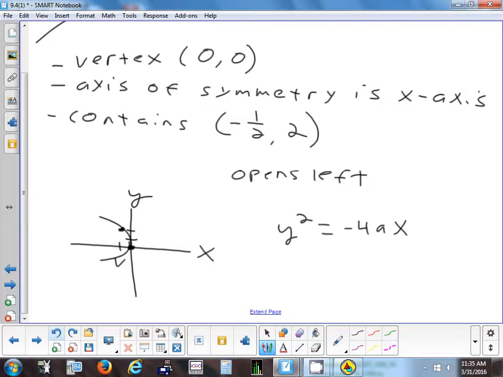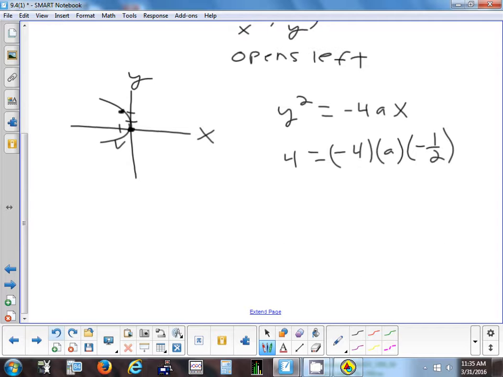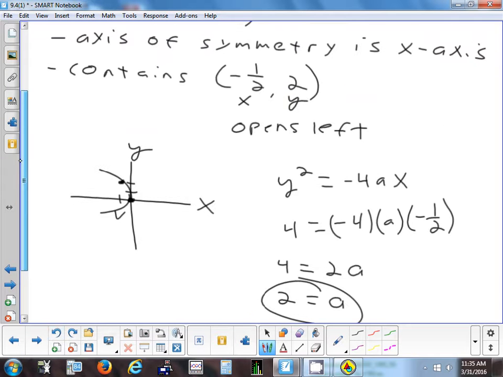Yeah? Plug them in for x and y. Yeah. This is x. That's y. Okay. Fill those in for x and y, and then you'll have a. So what's 2 squared? And then I have -4 times a times -0.5. What's -4 times -0.5? 2. So what's a? 2. So in this case, a did come out to 2.